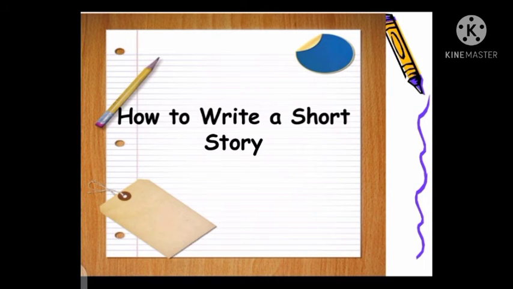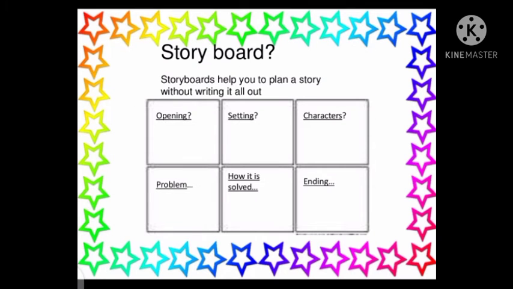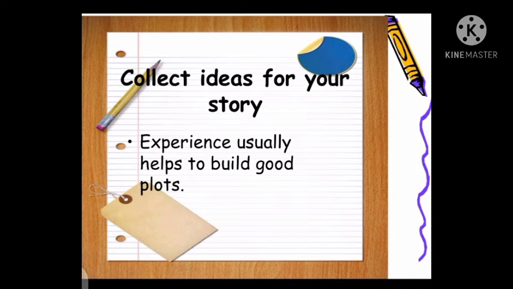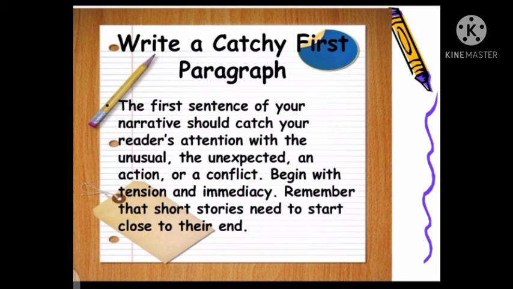Once you're familiar with the components of a story, you must know how to write a good story. And for writing or organizing your story, you can take help from the storyboard. Storyboard includes the opening, setting, characters, problems, solution, and ending of the story. The first thing you need to do is to collect your ideas for your story. After collecting your ideas, write a catchy first paragraph.